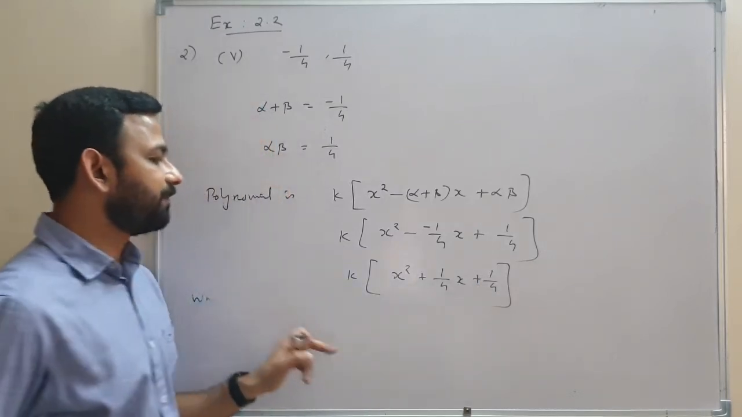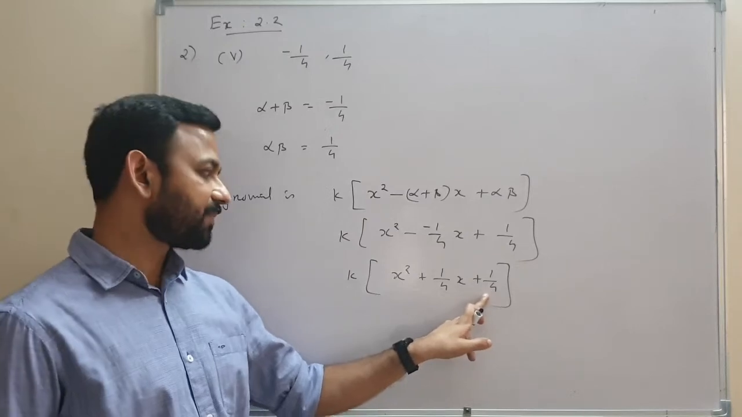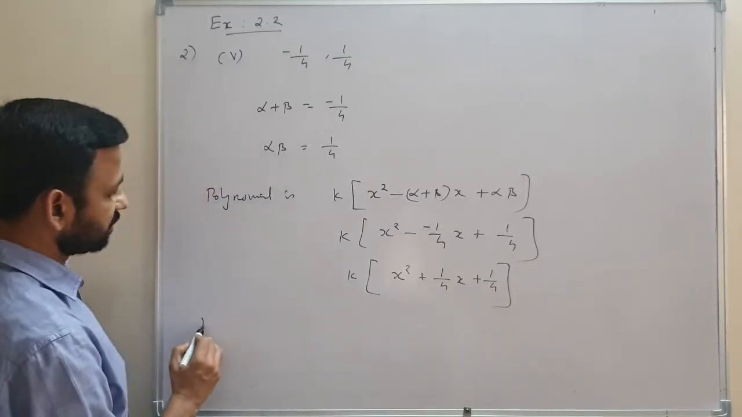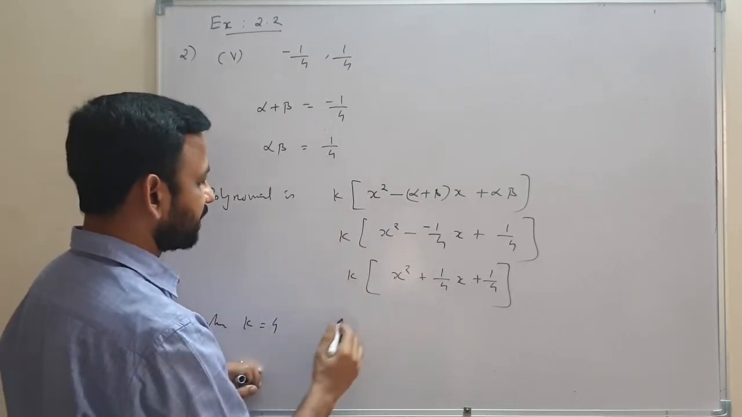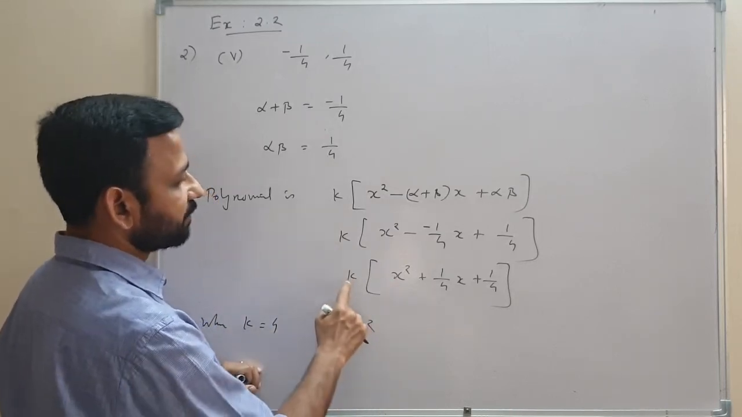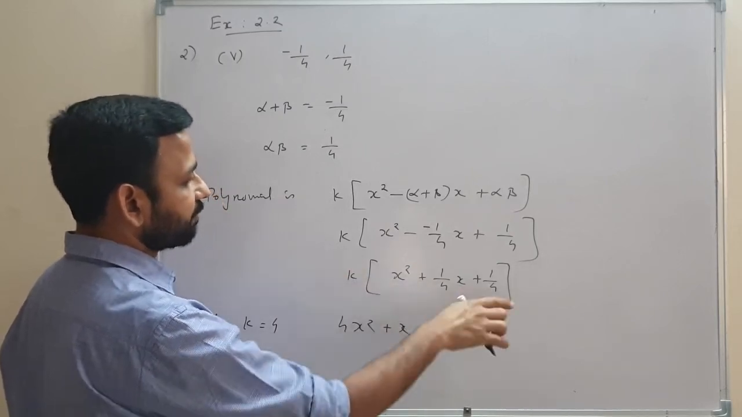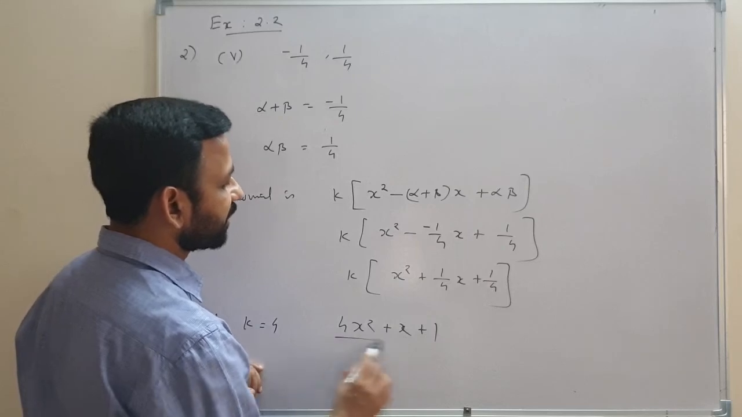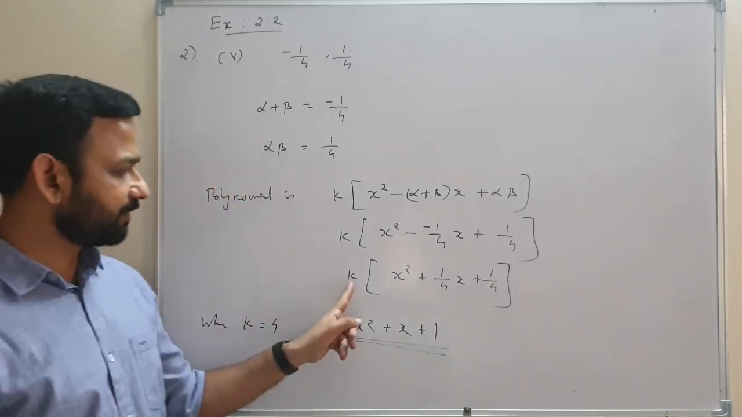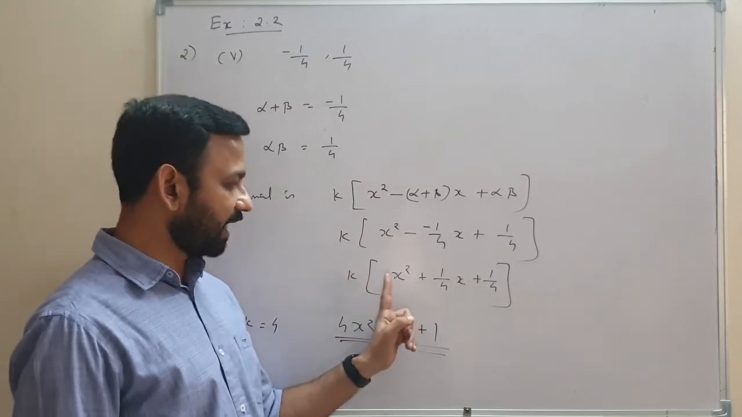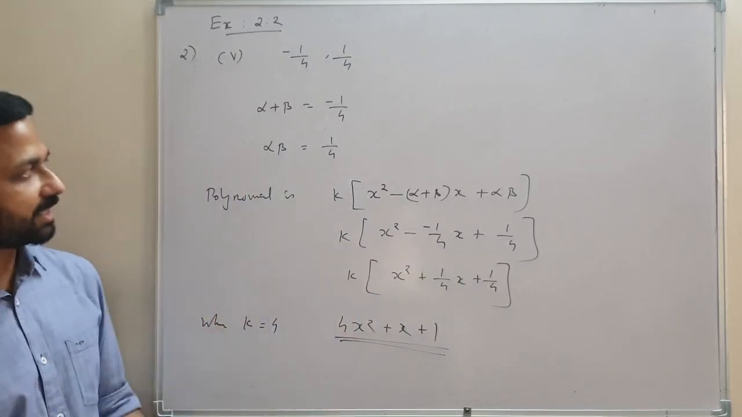So here, if you take k equal to 4, then we can avoid this denominator. So when k is equal to 4, then 4 into x square, that is 4x square. Then 4 into 1 by 4, 4 and 4 cancel, so plus x. 4 into 1 by 4, again plus 1. So 4x square plus x plus 1, that is one of the answers. Or if you replace k by 1, the answer will be x square plus 1 by 4x plus 1 by 4. That is also a correct answer.